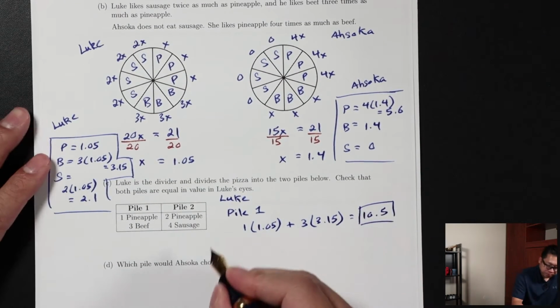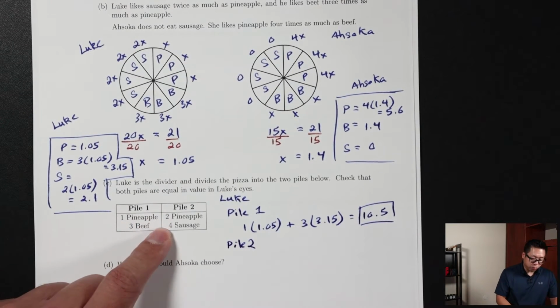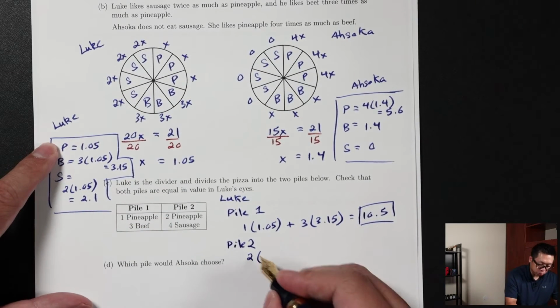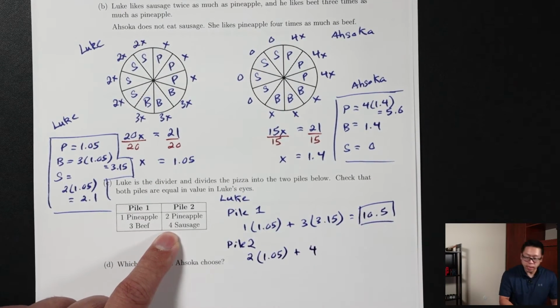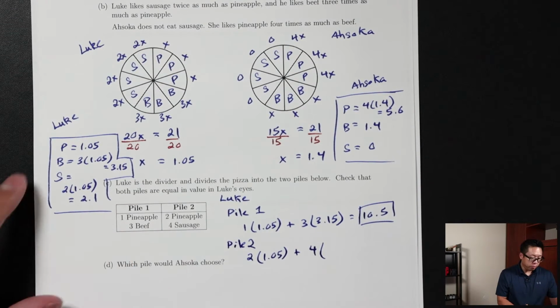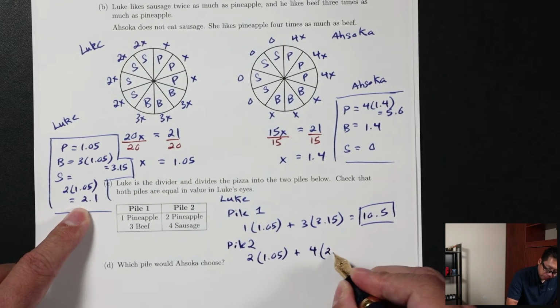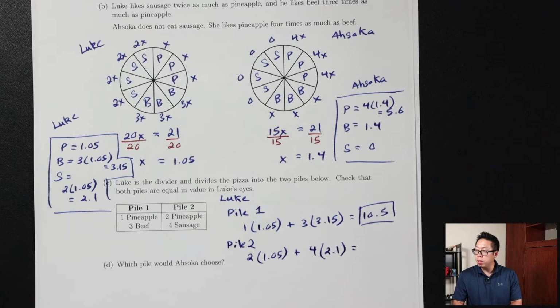Okay, let's check pile 2. Pile 2, 2 pineapple, 4 sausage. So 2 times his value of pineapple, which is 1.05, plus 4 sausage, so 4 times his value of sausage. What is his value of sausage? It's not 3.15, that's beef. Sausage, 2.1. Okay, 2 times 1.05 plus 4 times 2.1 is 10.5.